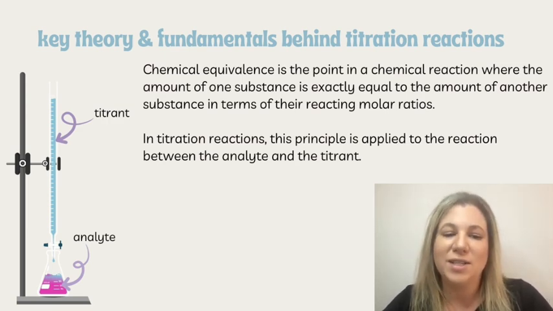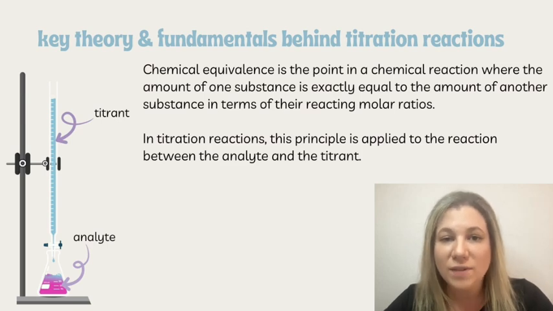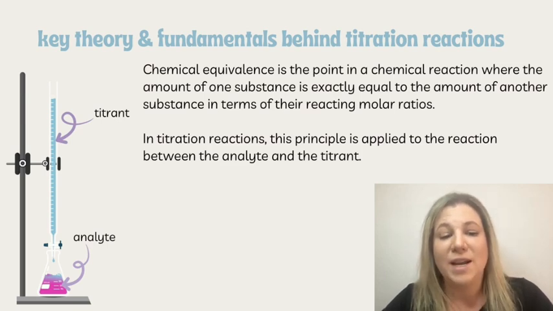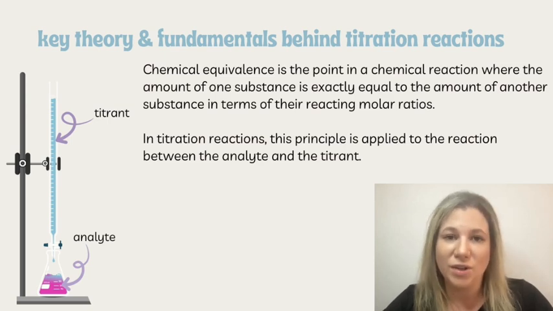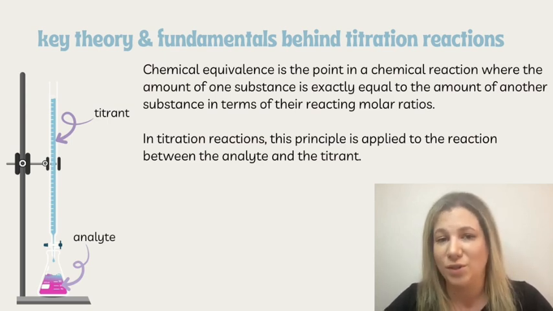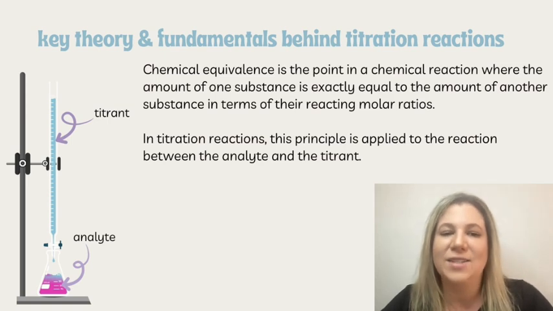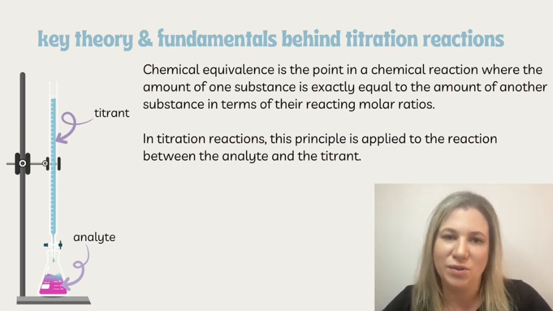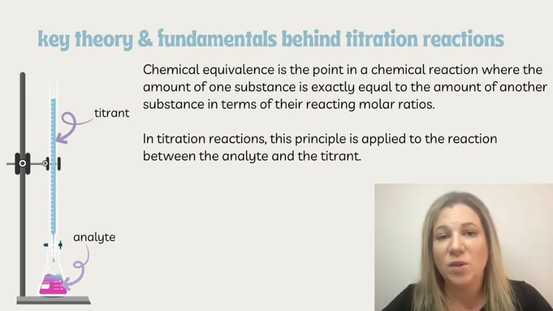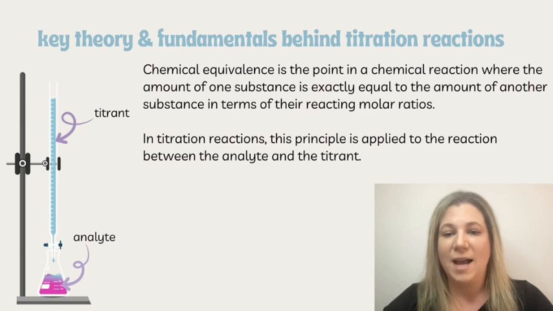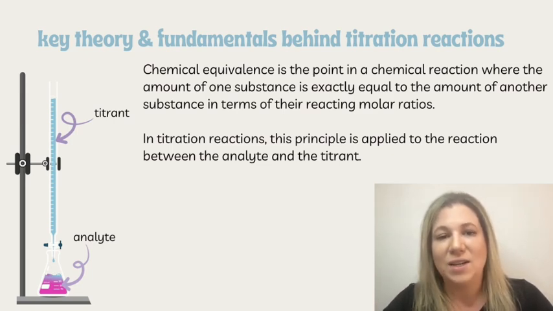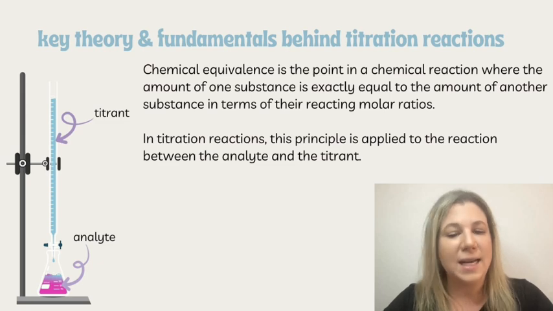In titration reactions, this principle of chemical equivalence is applied to the reaction between an analyte, which is a substance of an unknown concentration that we're trying to work out the concentration of, and the titrant, which is of a known concentration, possibly a primary standard that we have made ourselves. When we're doing titrations, often we have our titrant in the burette and we have the analyte in the conical flask. It doesn't technically matter.